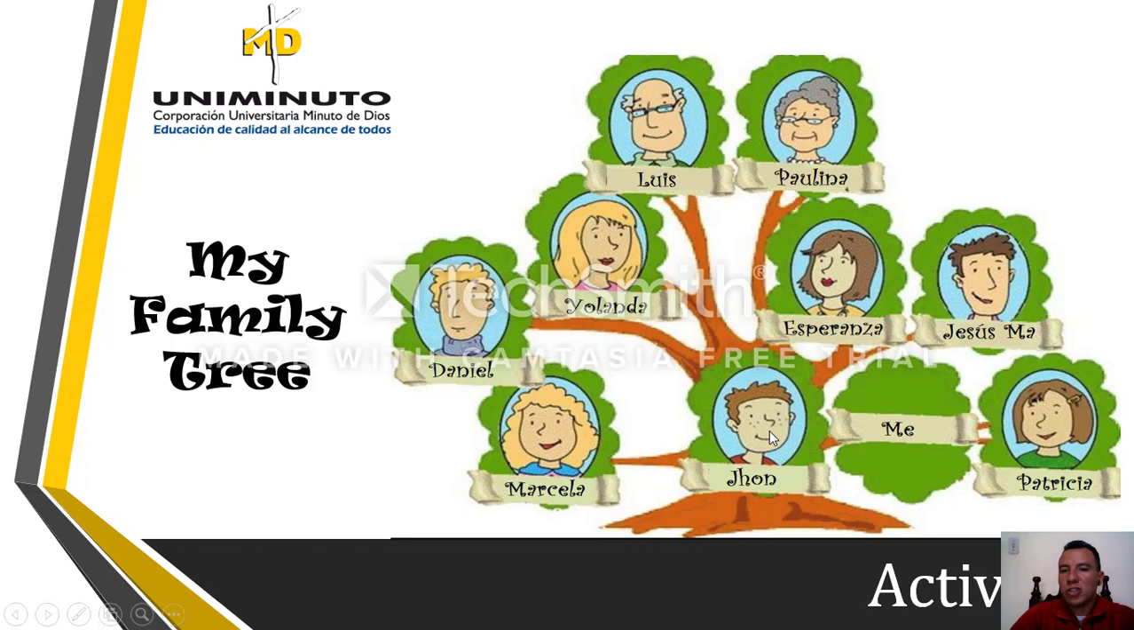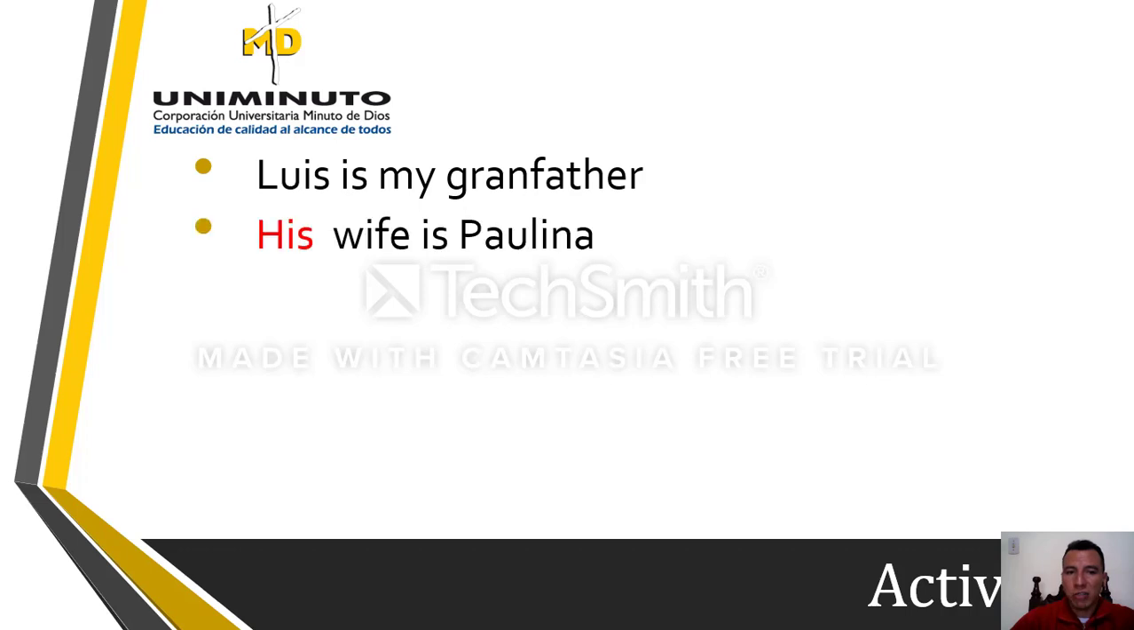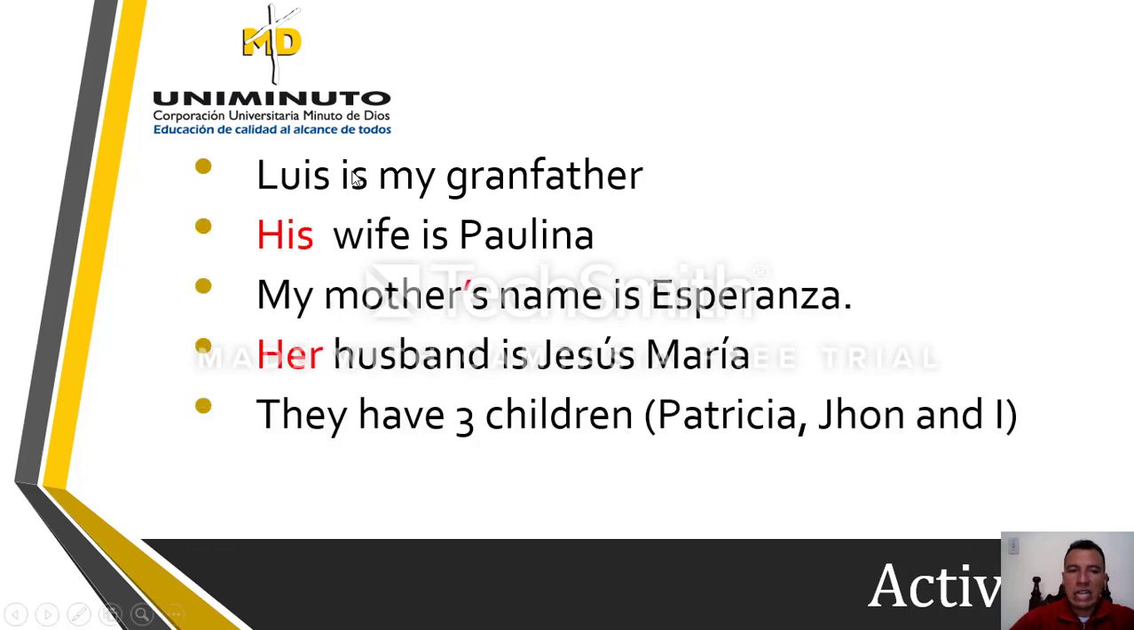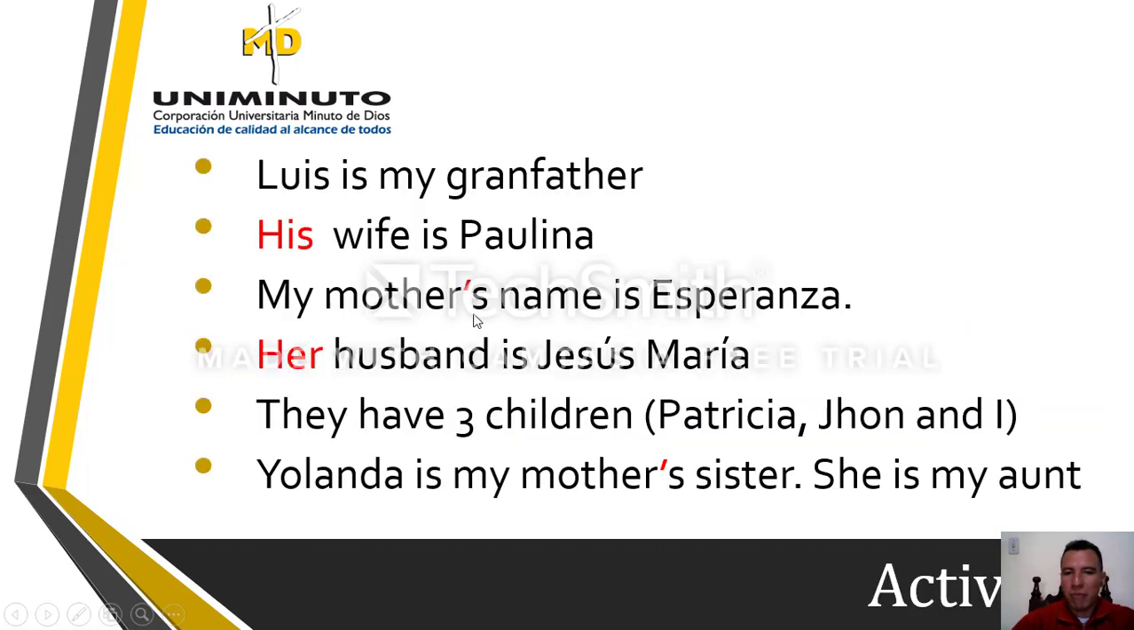I can say, for example, John is Luis's grandson. I mean, he is the grandson of Luis. Yes. And I can use many examples in order to describe your family tree. That's the example for the activity number 2. The idea is that you use, as I told you before, possessive, his and her, possessive case, etc. So you have many examples in order to create your own family tree.